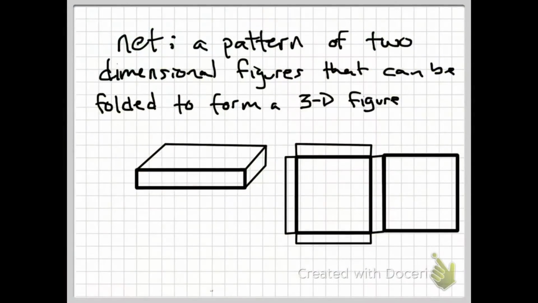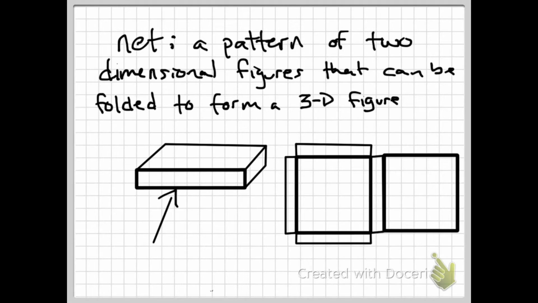All right, the first thing we're going to look at is our definition here. So we're going to look at what's called a net, and a net is a pattern of two-dimensional figures that can be folded to form a 3D figure. So imagine that this piece here is our pizza box folded together that you would get when you get it home.